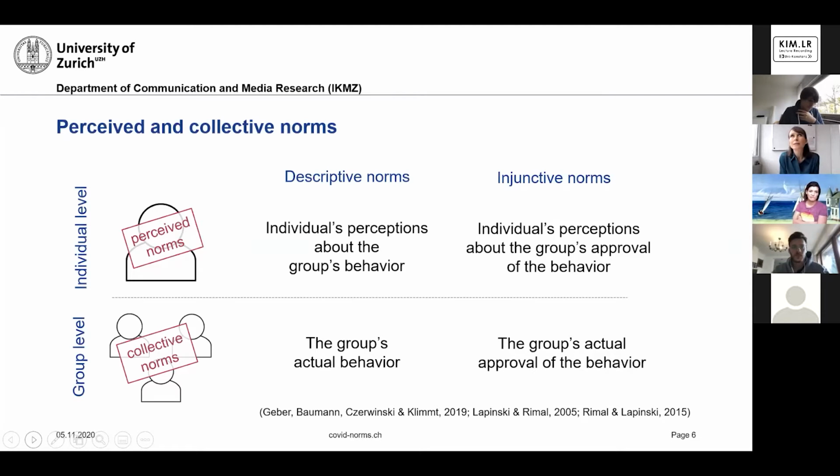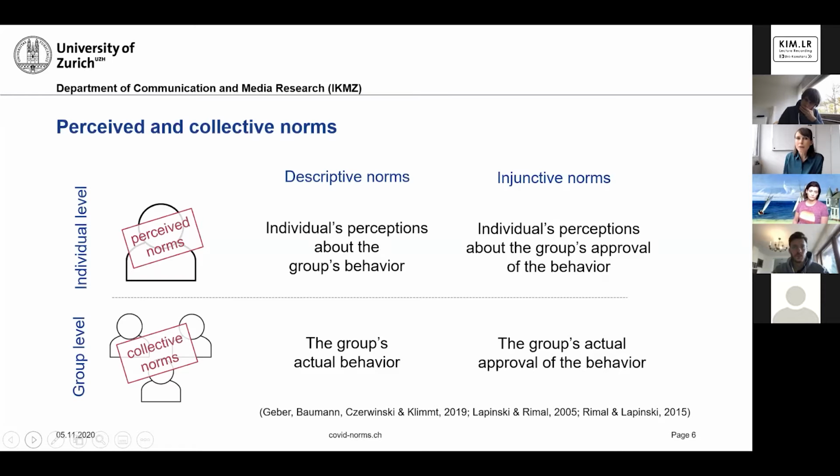In a study that I conducted together with my colleagues from Hannover University, where we examined the risk behavior of young drivers, we found that beyond the normative perceptions of young drivers, what their peers do and what they approve, the actual risk behavior and the actual approval of the risk behavior had an impact on the young drivers' risk behavior. So this indicates that it's important to consider both the individual perceptions, but also the actual behavior and the actual approval within the social groups.